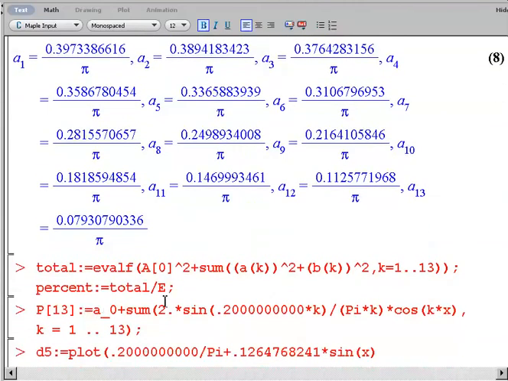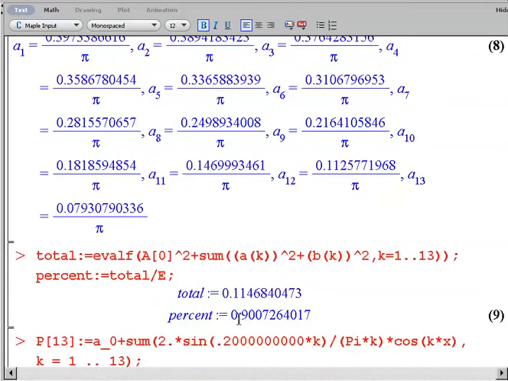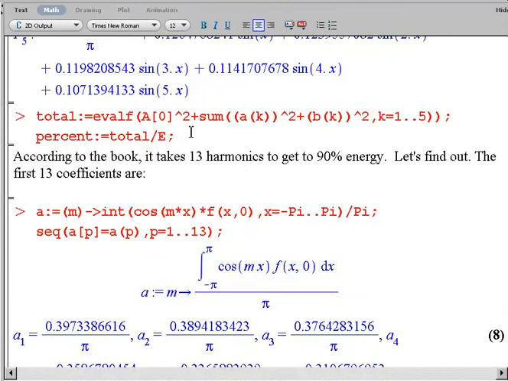Now we're going to find the total amount of energy accounted for in the 13. Alright. We see that we do in fact get 90%. Now we didn't look at the percentage from the fifth degree Fourier polynomial, so let's go back and do that. So it's the exact same code, just k is going from 1 to 5.